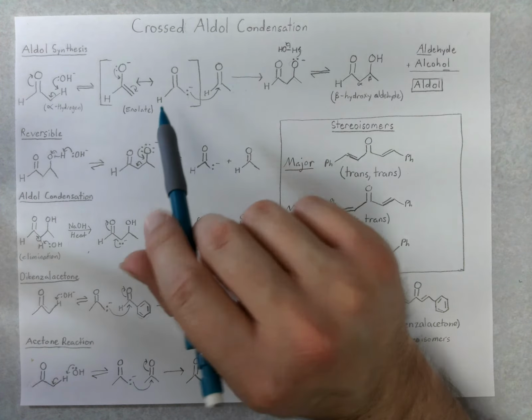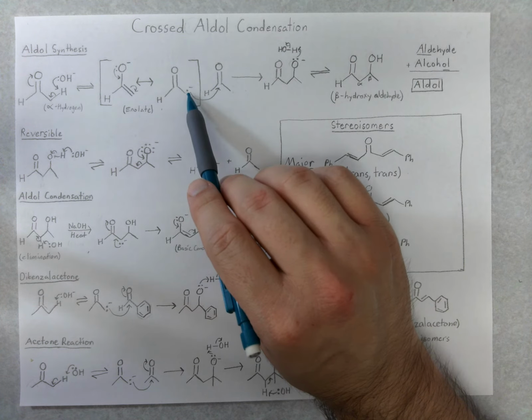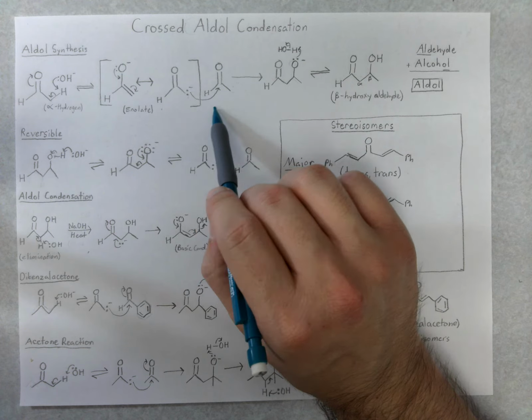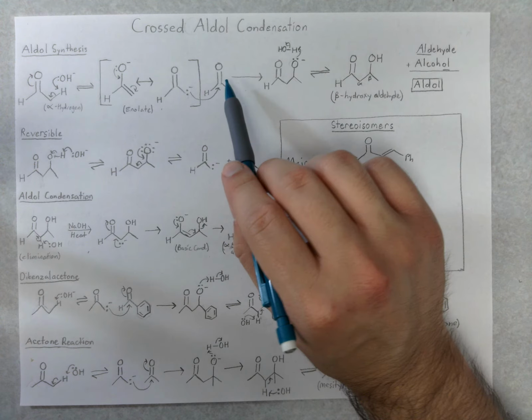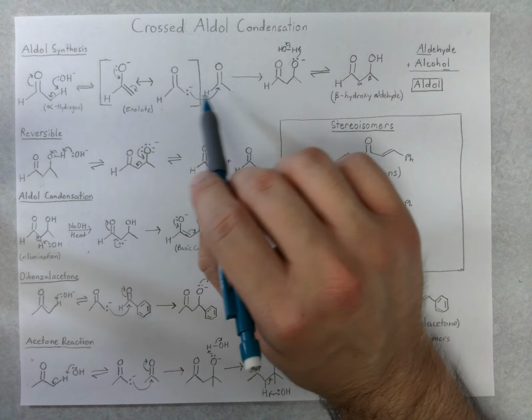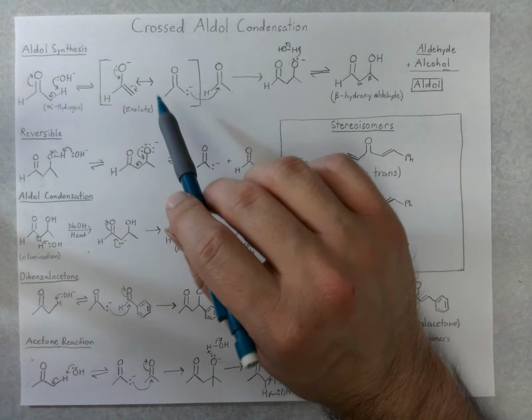So with our enolate, with our pair of electrons here on this carbon, this will attack another aldehyde, as we have here. So this can all happen to the same chemical, so one aldehyde attacking another.